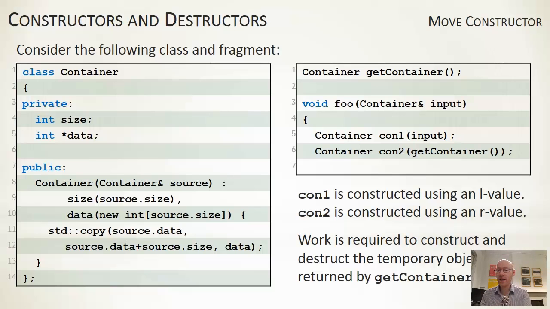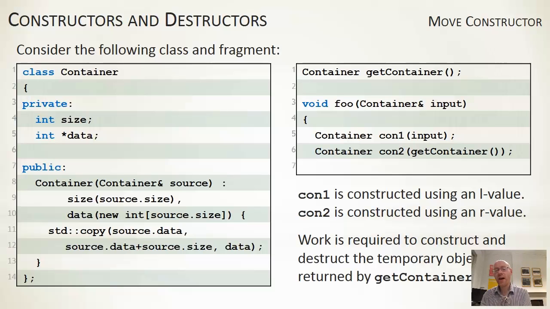Over on the right hand side, let's have a couple of uses of this container. Let's assume line 1 has a method called get container, which will give us back a container instance. On line 3, we're calling a method foo, and here we're passing in a reference to a container called input. Now input is an L value because I can refer to it by name. I can access input.size, whatever I want.